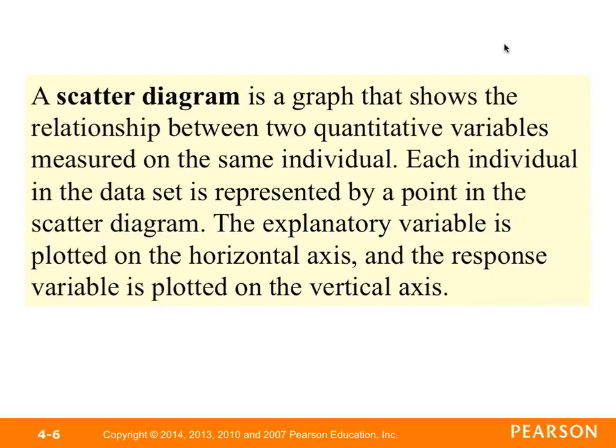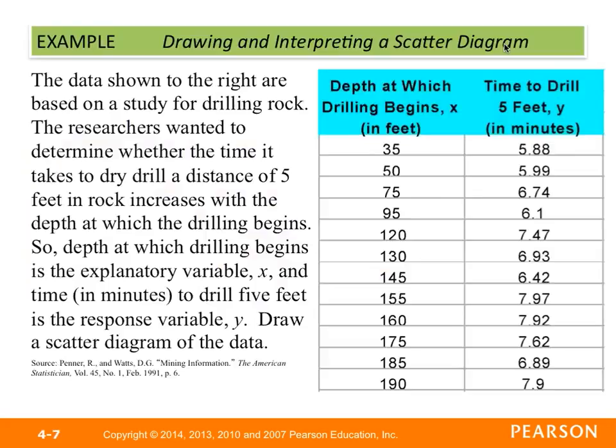So a scatter diagram is just a graph that shows the relationship between two quantitative variables that are measured on the same individual. Each individual is going to be one point on the scatter diagram. The explanatory variable is going to be along the horizontal axis, and the response variable is going to be along the vertical axis. So let's take a look at this example here. We've used this example several times in these videos, but let me go ahead and read the scenario in case you haven't watched the others.